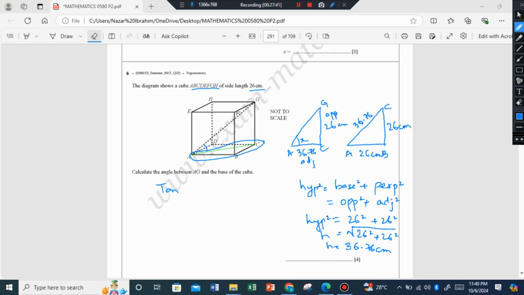So tangent x is equal to 26 opposite upon adjacent 36.76. So the angle which I'm getting over here is 35.26. Clear? Let's move further.